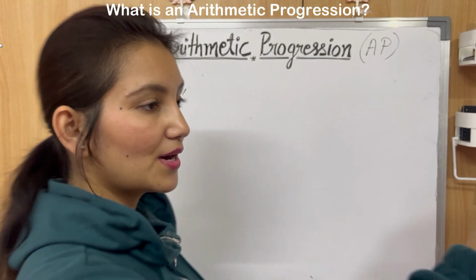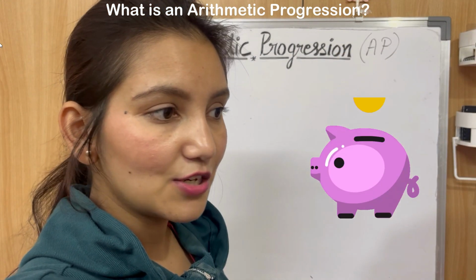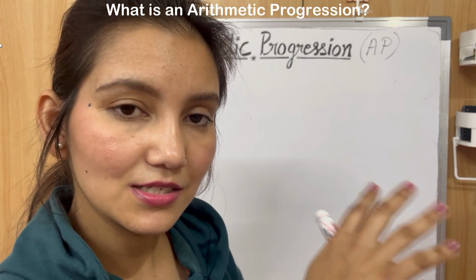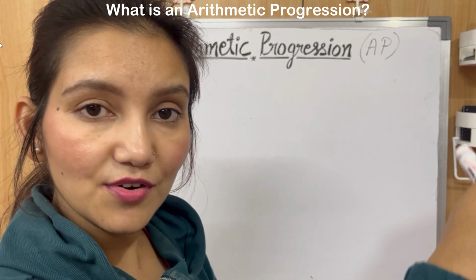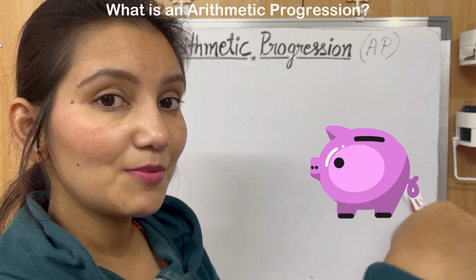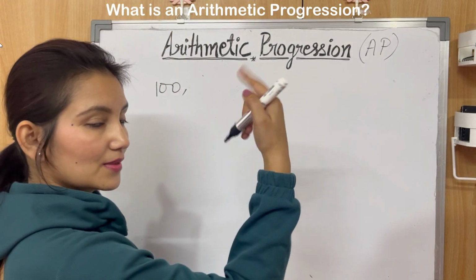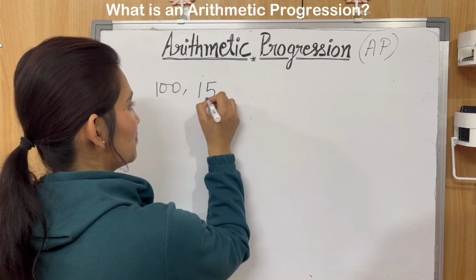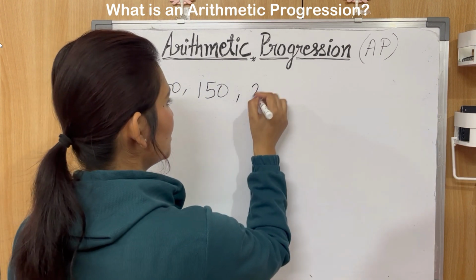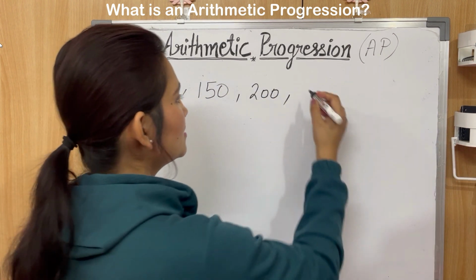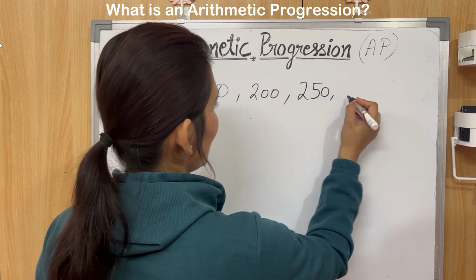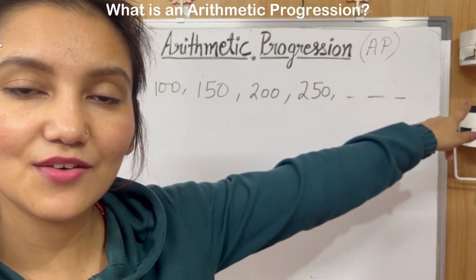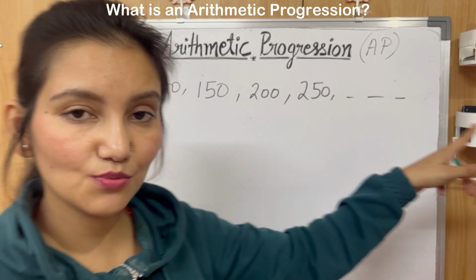So next month you again put 50 rupees into your piggy bank. In your piggy bank you already had 100 rupees and now next month you're putting 50 into it. So what will be your saving by the end of next month? Your saving for the second month would be 100 plus 50, 150. Now for the third month, your saving would be 200. For the fourth month, your saving would be 250 and so on. Okay, so you can see your monthly savings are forming a sequence, forming a pattern.